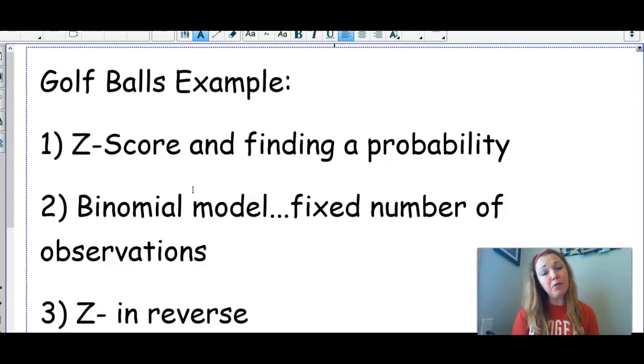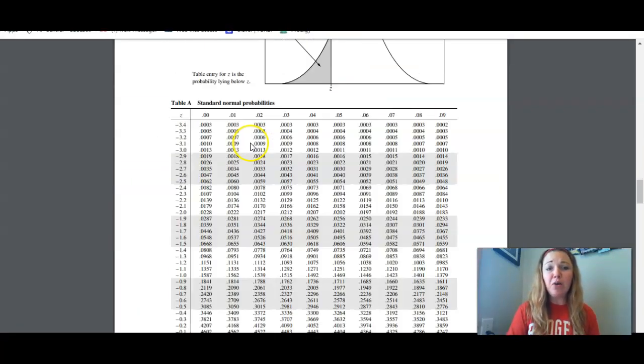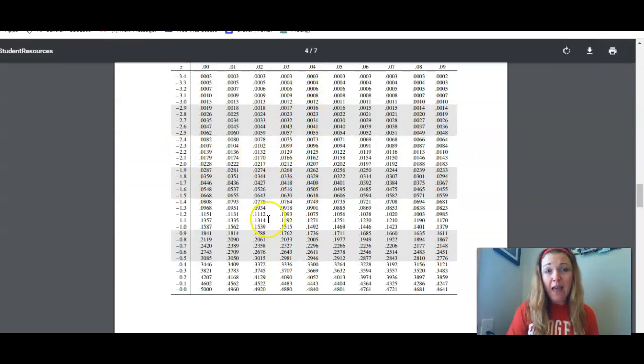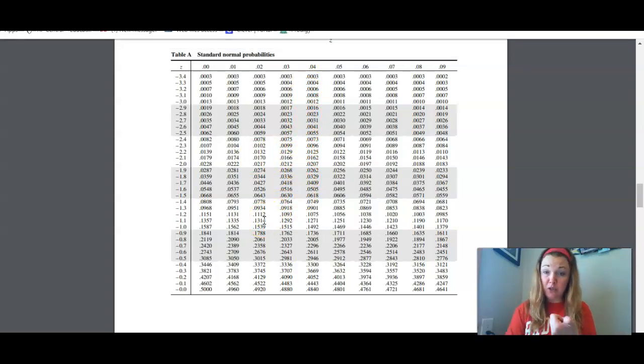And finally, number 3 is that z-score in reverse. That's where you go to that table, and some of you know how to use the calculator as well. You see what percentile they're looking for, find the z-score that goes with it, and then plug everything into the z-score formula. You're going to know the z-score, the mean, and the standard deviation. You are not going to know the observation, so you need to use algebra to solve for that observation. Again, let me know if you have any questions.